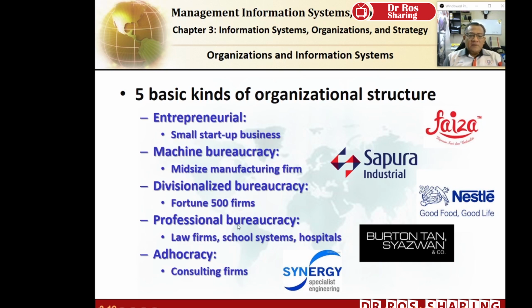And the fourth kind of organizational structure is called a professional bureaucracy. This is normally like a consultancy firm, like law firms, the school system, and hospitals. For example, a law or legal firm. And the last, the fifth basic kind of organizational structure, is adhocracy. For example, a consulting firm that consults from project to project.